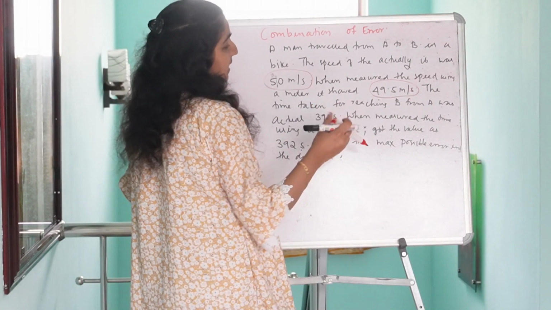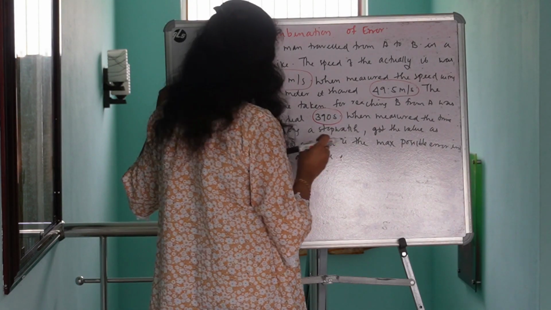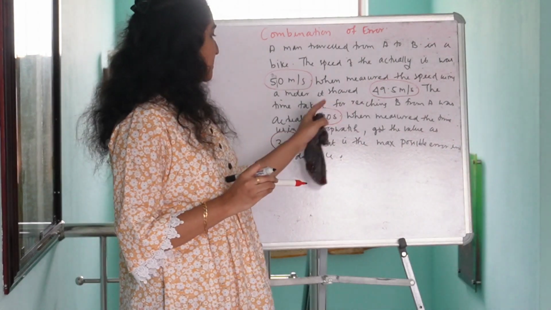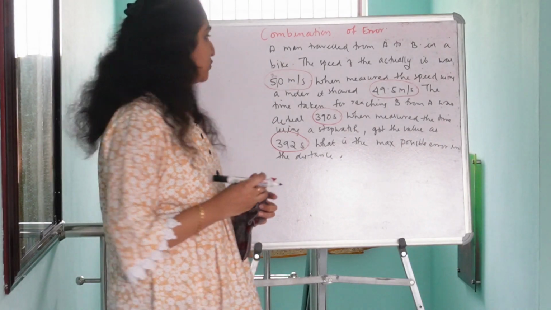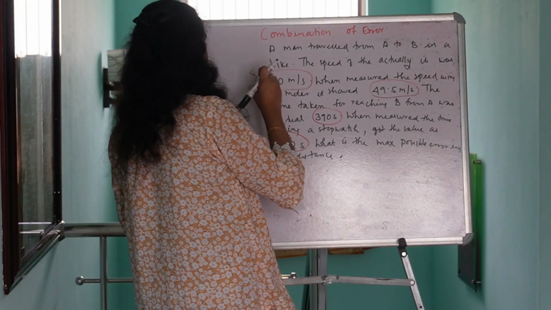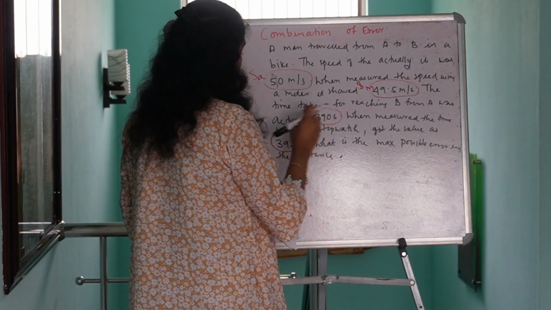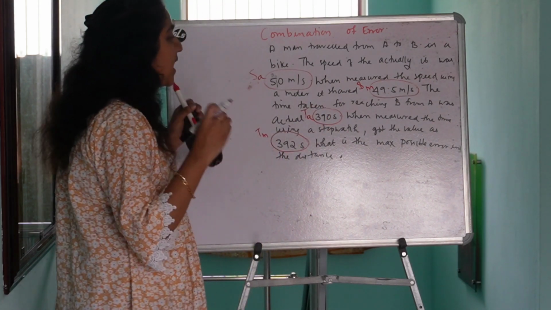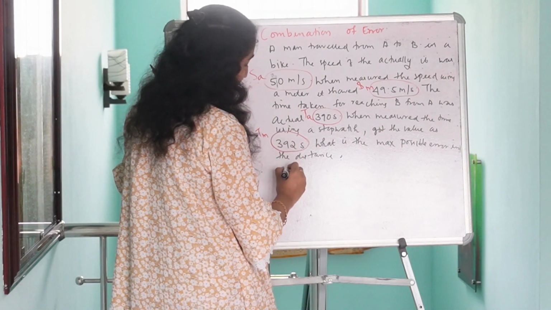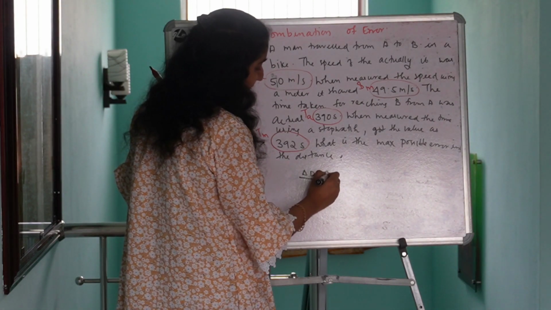Again, the time taken for reaching B from A, the actual time, is given as 390 seconds, and when measured using a stopwatch, we got the value as 392 seconds. This is the actual value of speed, let it be SA, and this is SM, the measured value. This is TA and this is TM. Here you are asked to find the maximum possible error in D. So we have to find what del D is equal to.